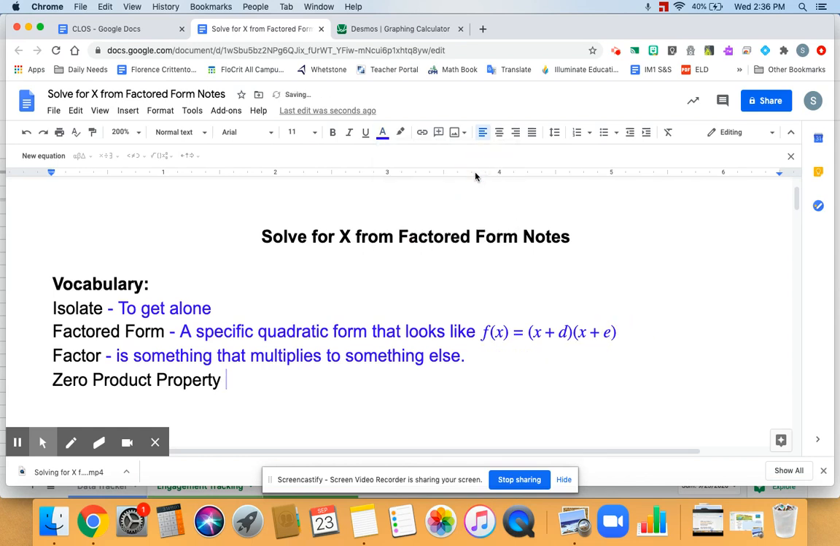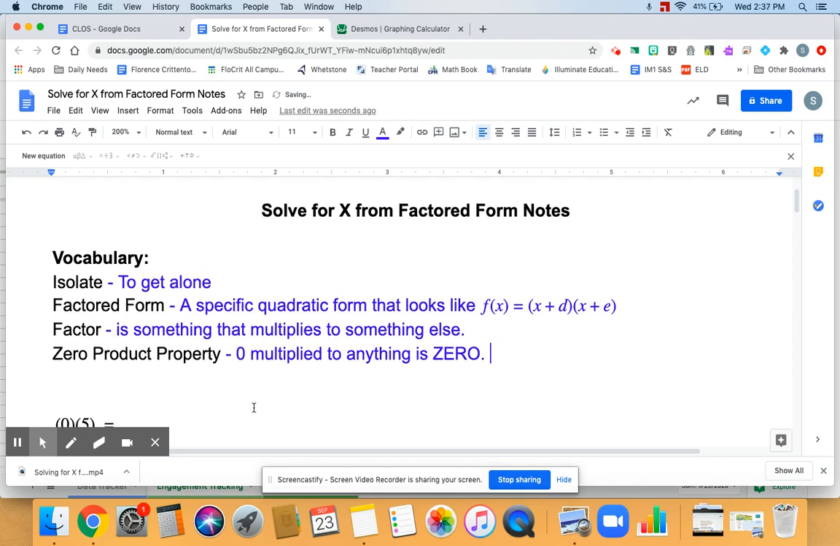Next, we have zero product property. So 0 is the number 0. Product means multiplied, because product is just the big word to multiply. And 0 multiplied to anything is what? 0. Anything times 0 is 0. And that is the zero product property.